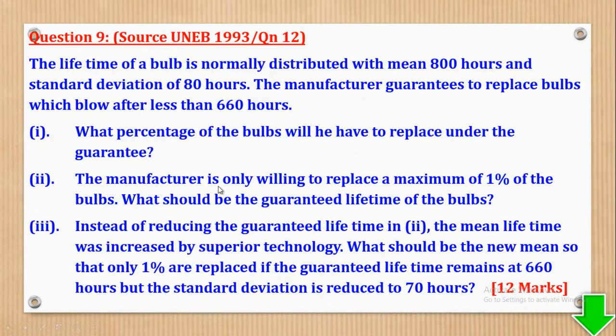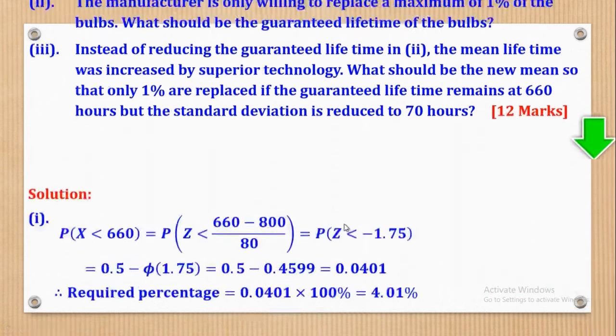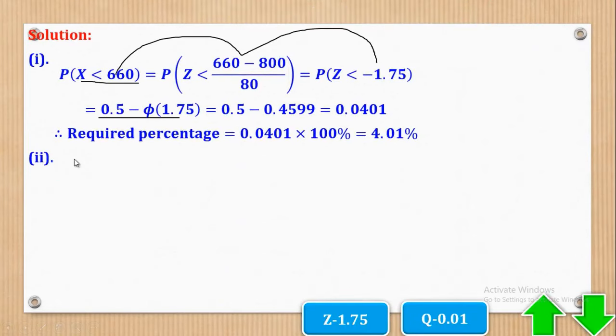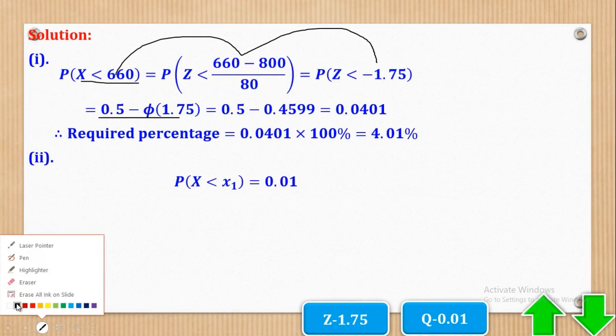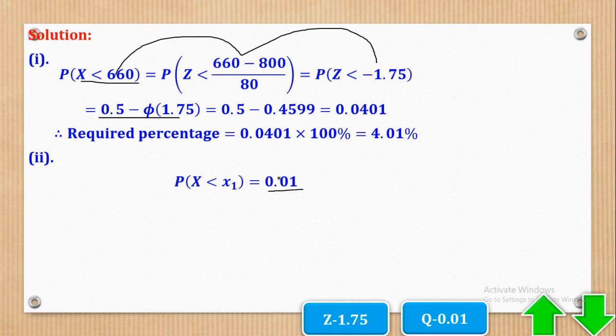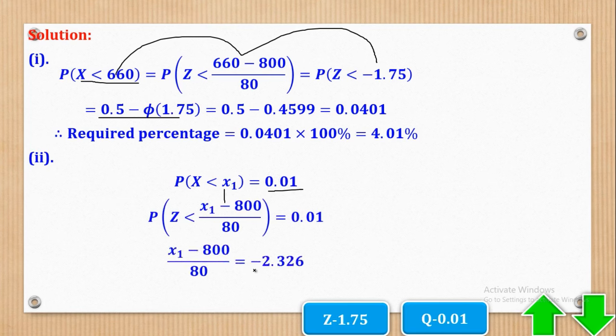Roman 2: the manufacturer is only willing to replace a maximum of 1% of the bulbs. What should be the guaranteed lifetime of the bulbs? So 1% is the probability, so we have to de-standardize. Therefore, we shall say let the lifetime be x1. So probability of x less than x1 will be 1%, which is 0.01. When I standardize and get the z value, it will be negative 2.326.